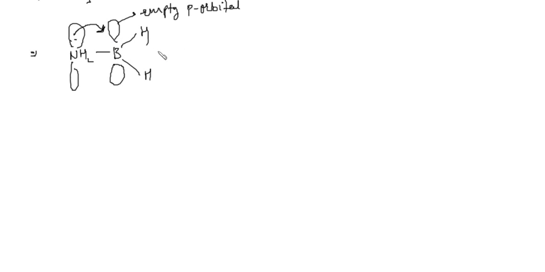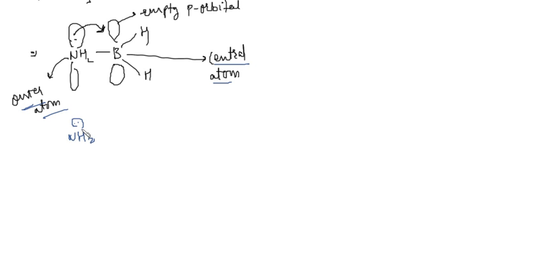Now this is the outer atom, this is the central atom and this is the outer atom. So now if we see this central atom and outer atom, this outer atom is donating electron to the central atom. So now what type of structure will you be seeing?